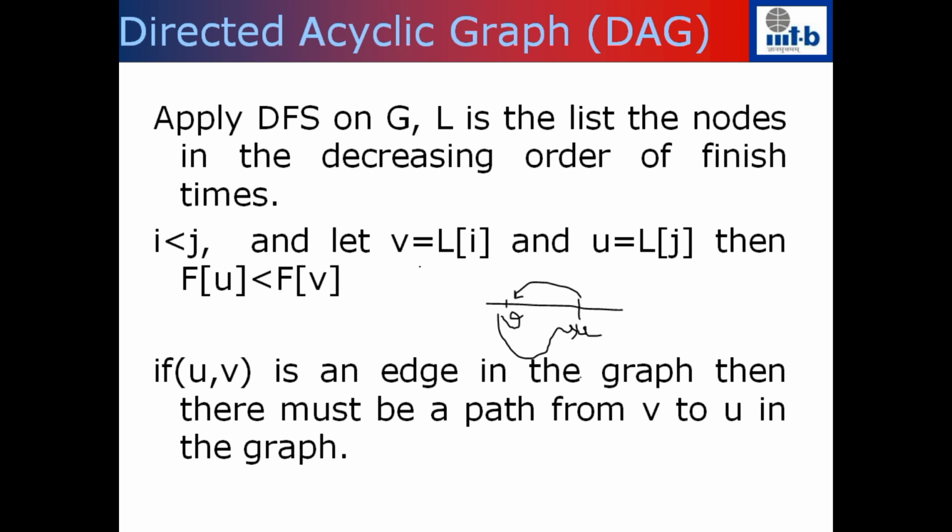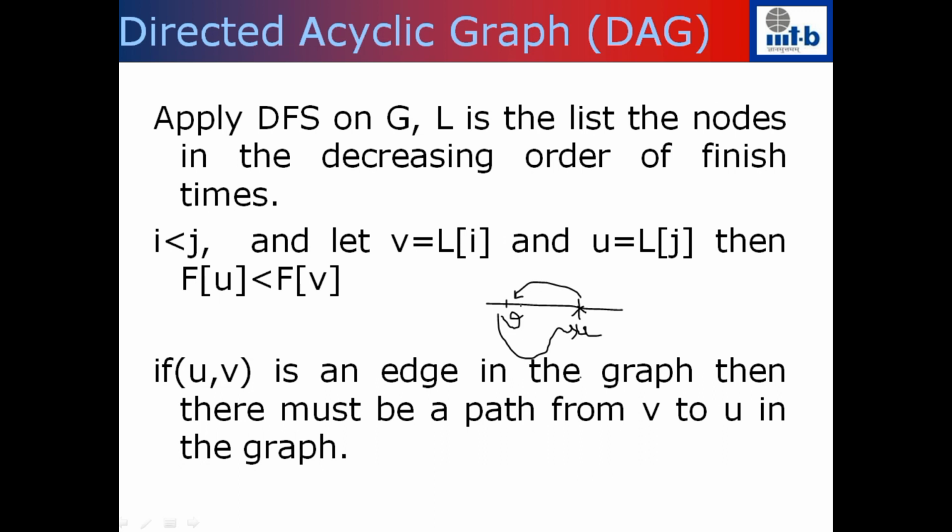If you do the topological sort of the graph, then if you take two vertices v and u, where v is to the left of u, there cannot be an edge from u to v in the graph.